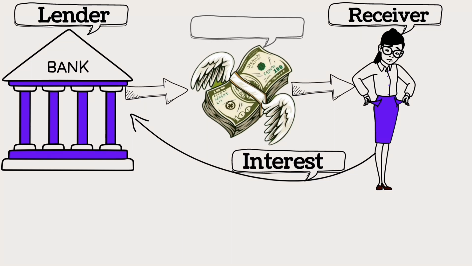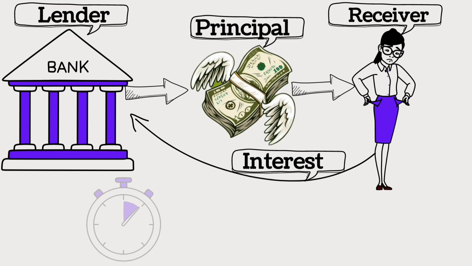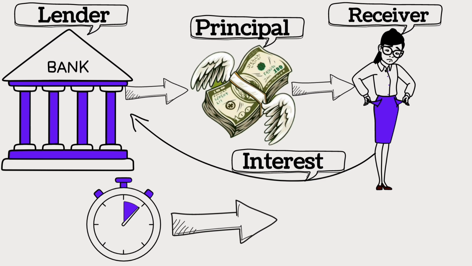The original amount borrowed out is referred to as the principal, while the period for which the money borrowed is expected to be used by the receiver is called time.